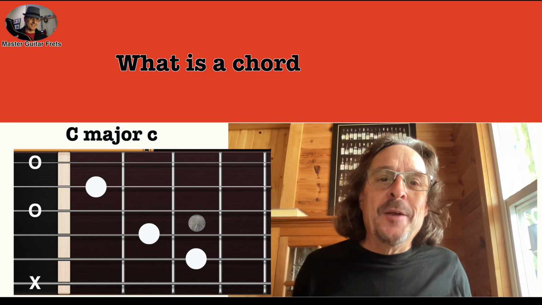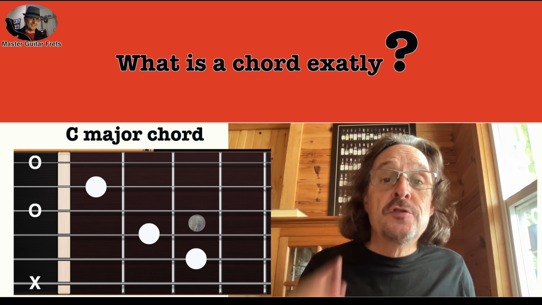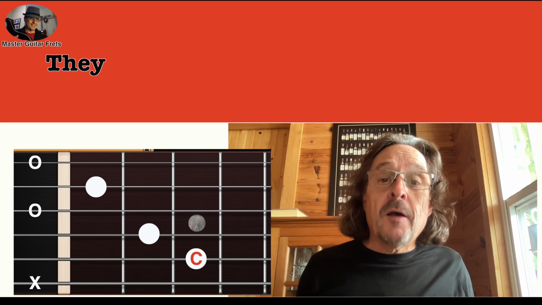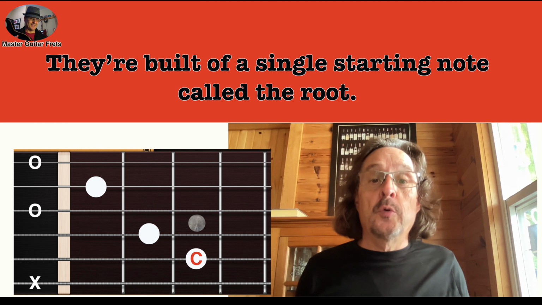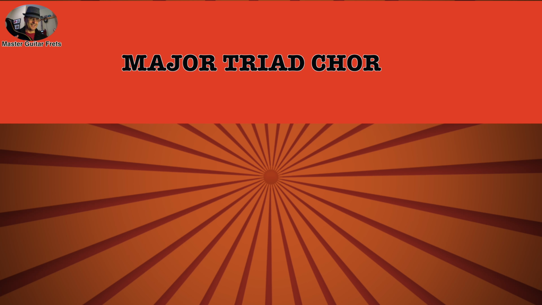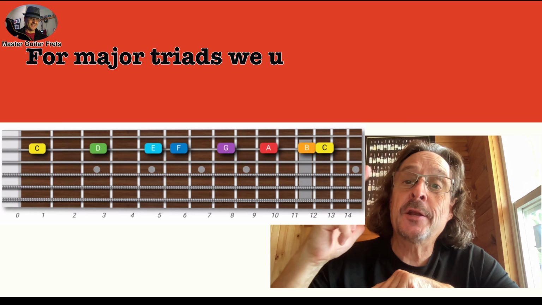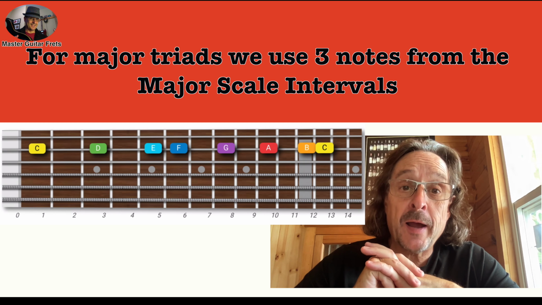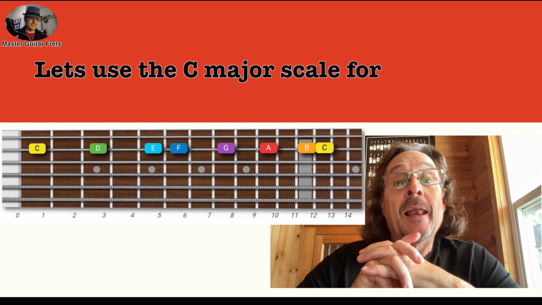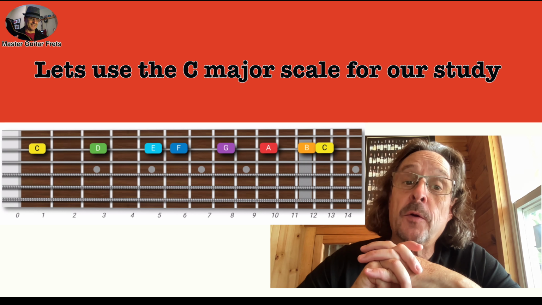What is a chord anyway? A chord is a combination of 2 or more notes played at the same time. They are built of a single starting note called the root, which will give the key signature to the chord. Triads are the foundation of a chord. It's a 3-note chord. For major triads, we use 3 notes from the major scale intervals. Let's use the C major scale for our study.